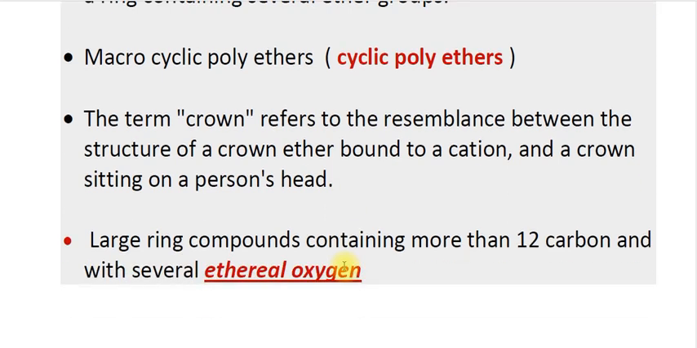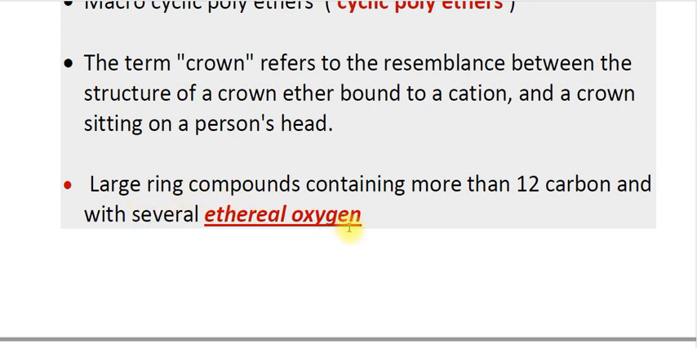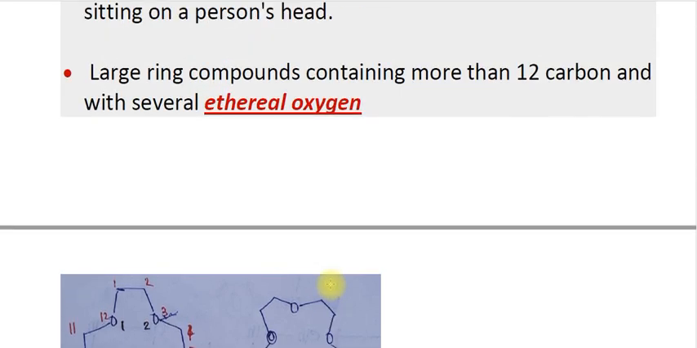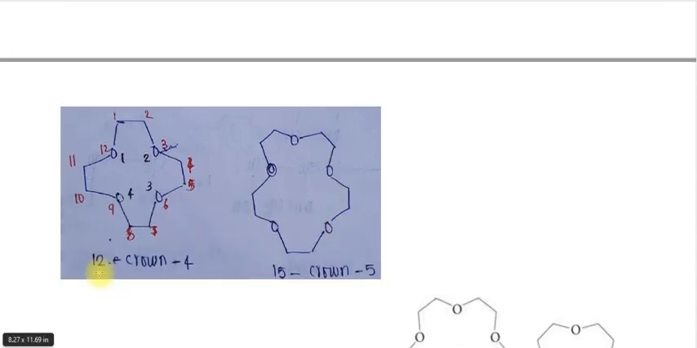The crown ethers are large ring compounds containing more than 12 carbons and several ethereal oxygens. Ethereal oxygen means oxygen is connected between the other carbons. Okay, so this is 12 crown 4. This is our crown ether 12 crown 4, and this is the structure of 15 crown 5.